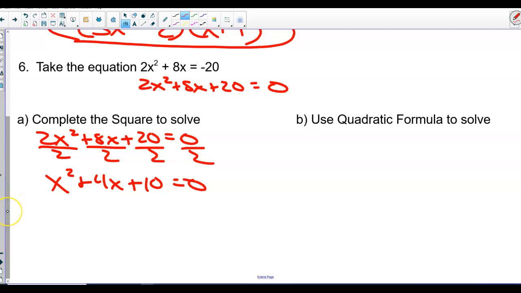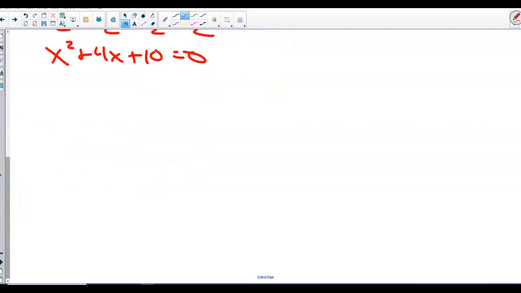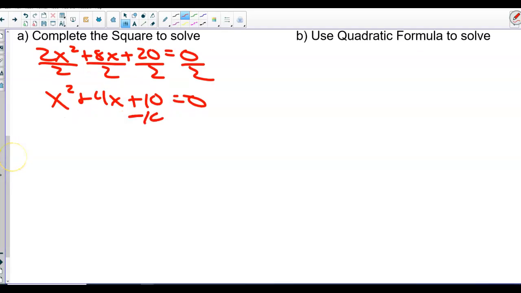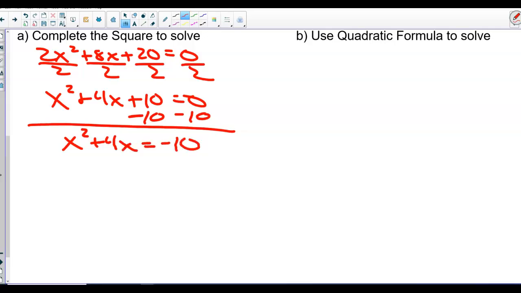We move the constant over. X squared plus 4x equals a negative 10. And the trick, we take half the middle term and square it. Now, because it's 4, we're going to add 4 to both sides. That's not because the middle term is 4. That's because the middle term of 4, half of it is 2, and 2 squared is 4.